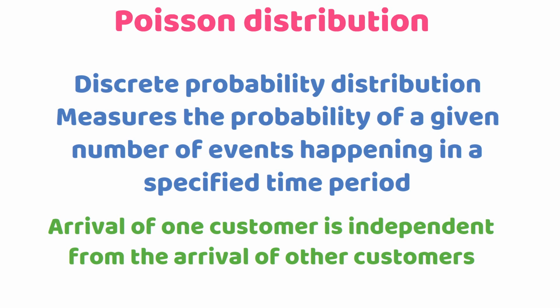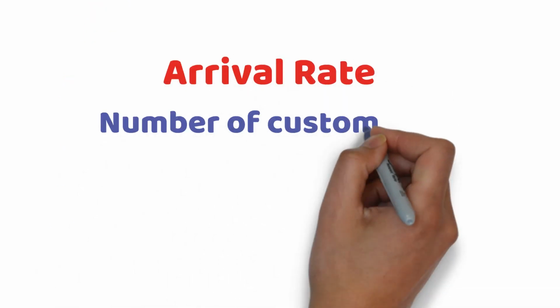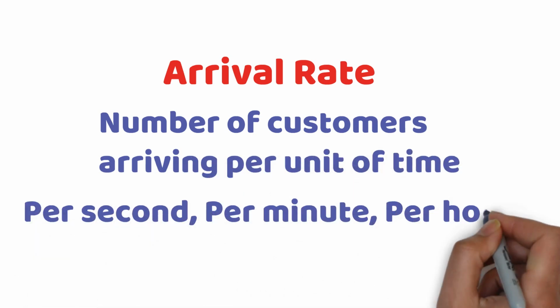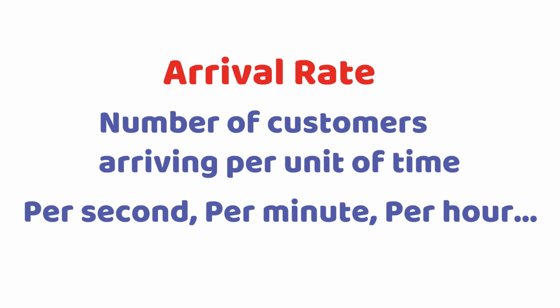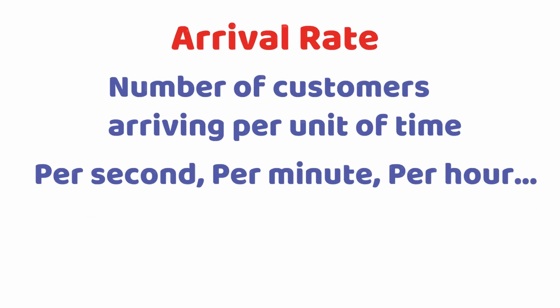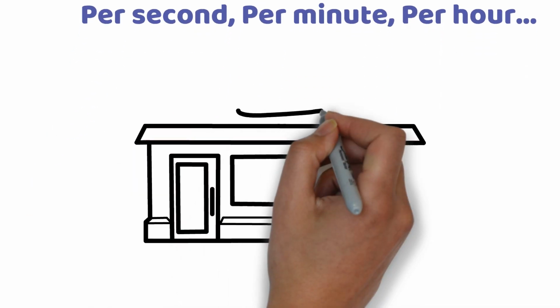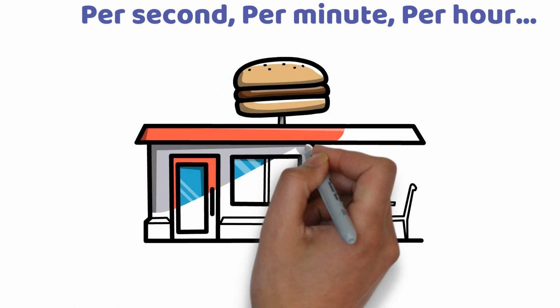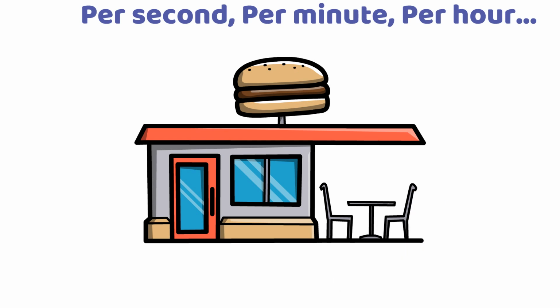We calculate 3 parameters in the arrival pattern. Arrival rate. Arrival rate is the number of customers arriving per unit of time, which may be per second, per minute or per hour. Variations in arrival rate can occur at different times of the day or on different days of the week or month. For example, a food outlet knows that on Saturday evenings between 7 p.m. and 11 p.m., the arrival rate of customers is very high. Hence, they require more personnel than on other days.